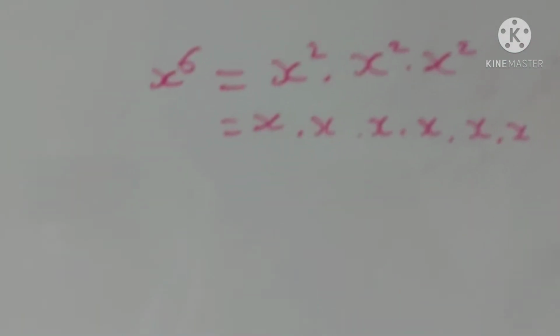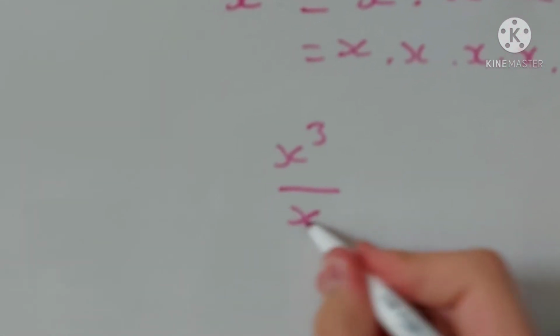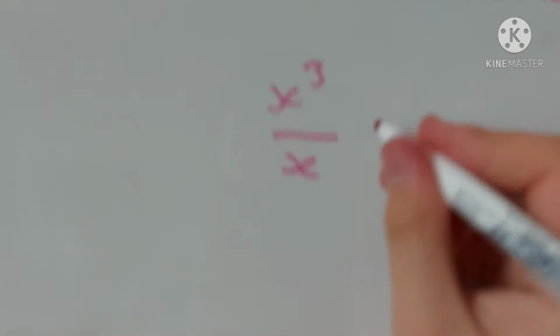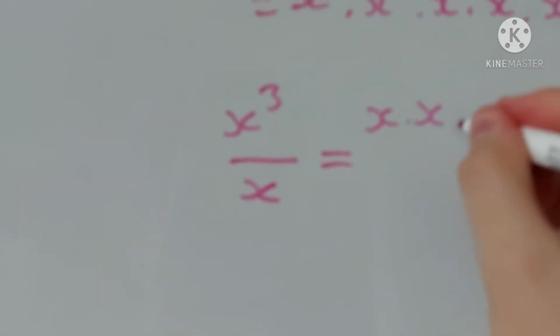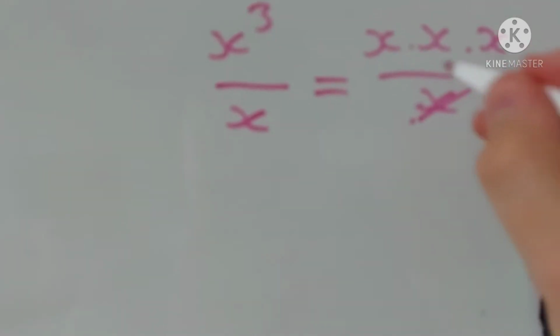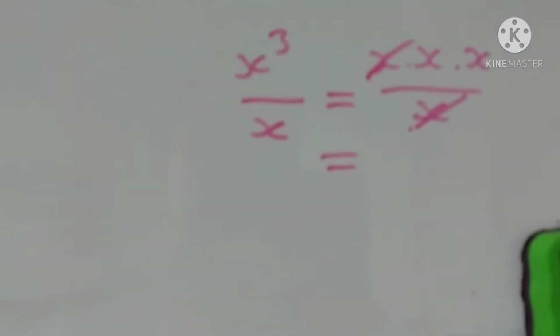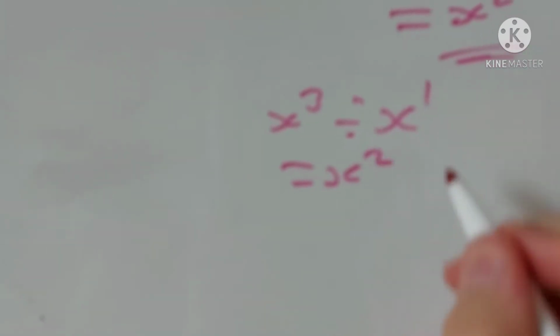How about dividing indices then? If I've got x cubed divided by x, for example, well, what's this? This is the same as x dot x dot x over x. What's common on the top and the bottom? I've got one x on top and bottom that's the same. I've still got two left. This is the same as x squared. Easier way? Well, x cubed divided by x, that's just x to the 1, and if I take the powers I get x squared.